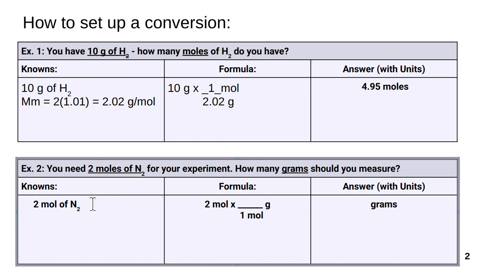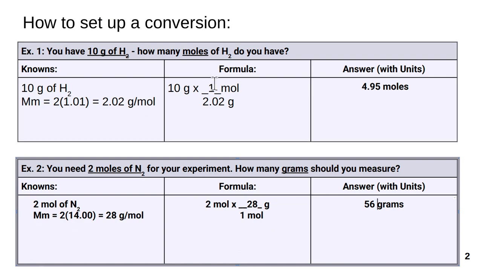I'm missing the molar mass. So if I find the molar mass of N2, it's going to be 2 times 14 because there's 2 atoms of nitrogen in N2. That's going to equal 28 grams per mole. I'm going to put the 28 on the top this time. And then when I put that one in my calculator, 2 times 28 is going to give me 56. And divided by 1 is going to stay the same number.